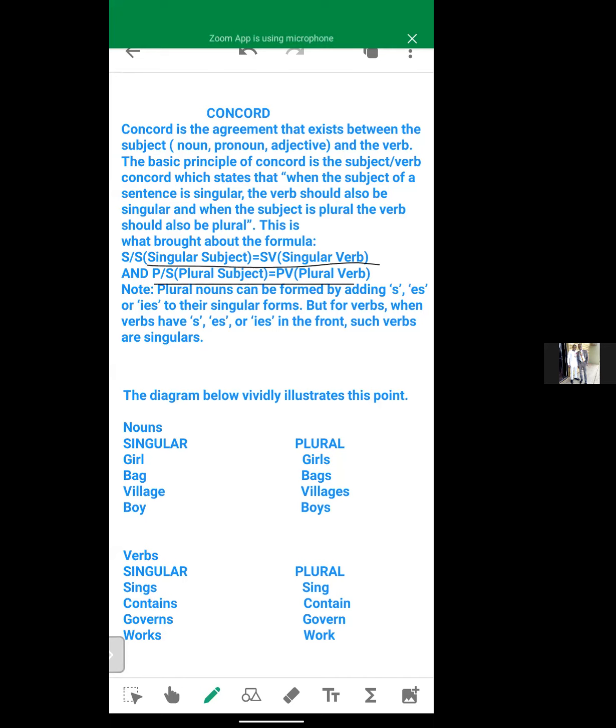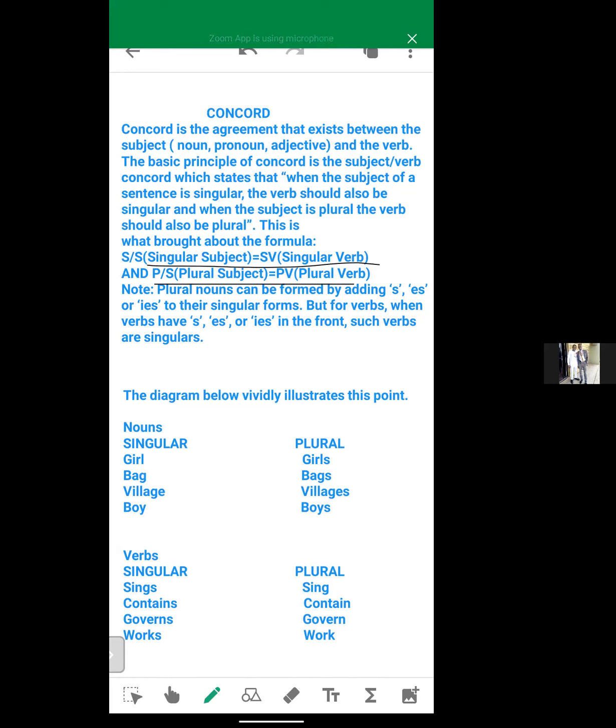That's S over S, which just connotes singular subject. So singular subject equals singular verb. Wherever you see a singular subject acting as the principal subject of a sentence, you must use a singular verb for that corresponding singular subject. And wherever you see a plural subject acting as the principal subject of a sentence, then a plural verb must be used to correspond to it.